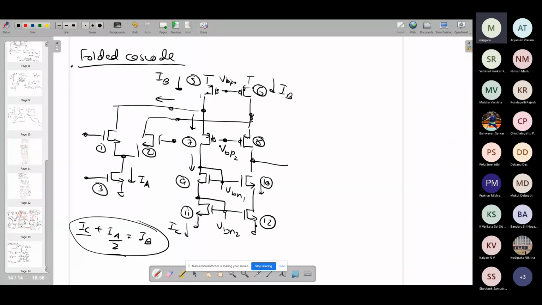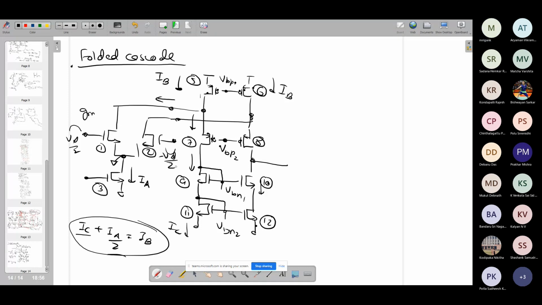And then what does it become? It becomes very similar to our earlier example. So if you look at the resulting half circuit, if you have a differential signal coming at the gate of M1 and M2, this is AC ground. What is happening? gm, suppose this is Vd/2, minus Vd/2. So this is going to produce gm Vd/2 small signal current in M1, right? And the opposite side will be minus.